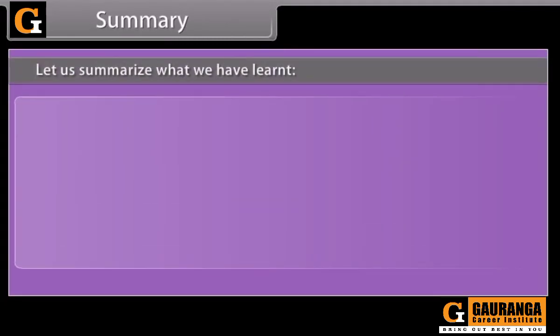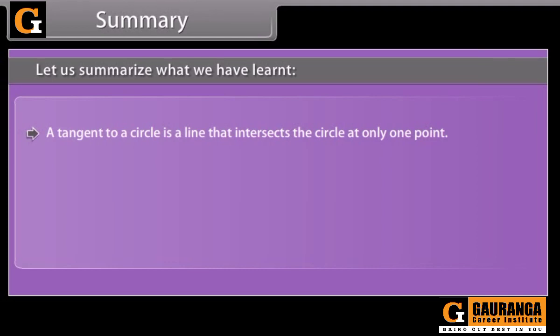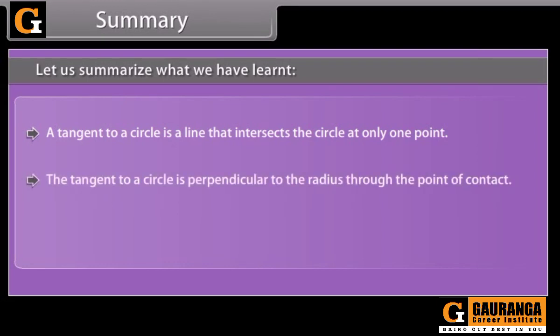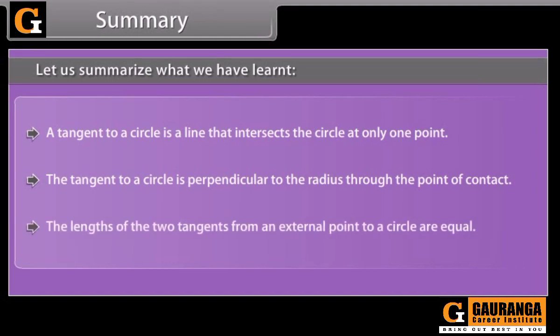Summary. Let us summarize what we have learned. A tangent to a circle is a line that intersects the circle at only one point. The tangent to a circle is perpendicular to the radius through the point of contact. The lengths of the two tangents from an external point to a circle are equal.